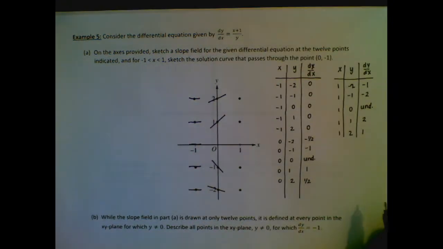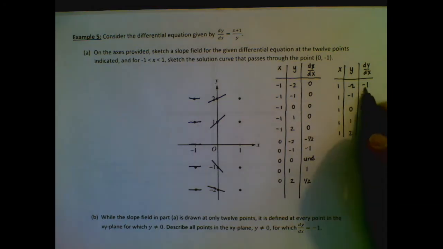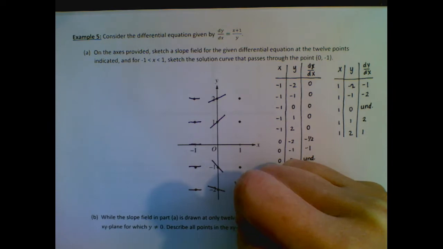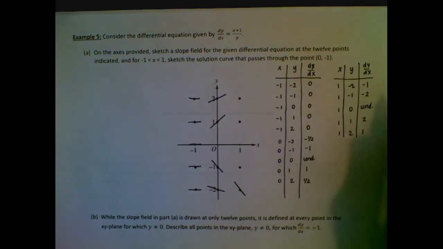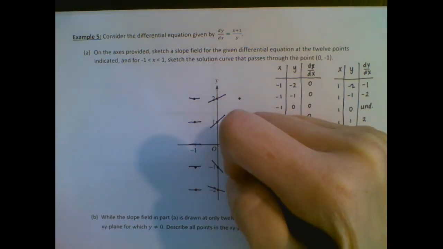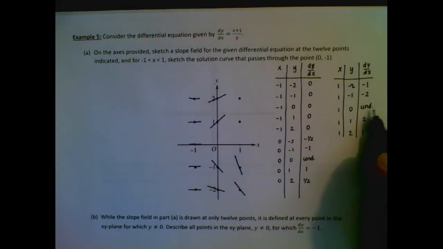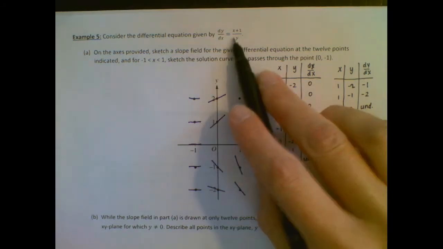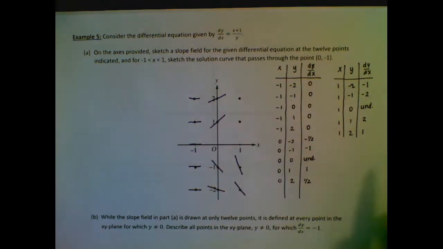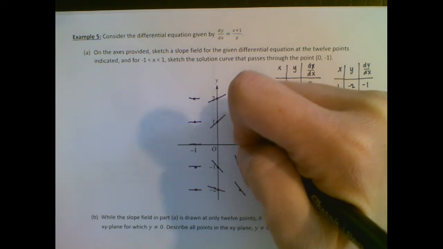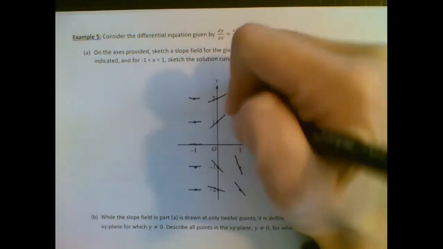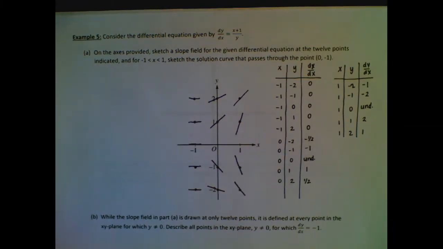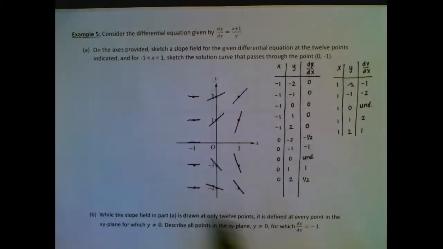And then I continue on with my x values of 1. So at (1, -2), my slope is going to be -1. Then at the point (1, -1), my slope is going to be -2. Again, at the point (1, 0), I'm going to have an undefined slope because my y value would be 0 in the denominator there. At (1, 1), my slope would be 2. And then at the point (1, 2), my slope is going to be 1. So here's my slope field for these 12 points.